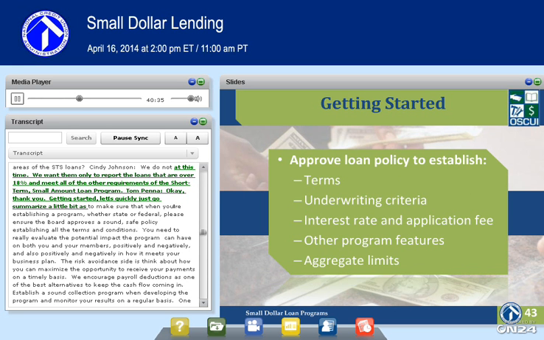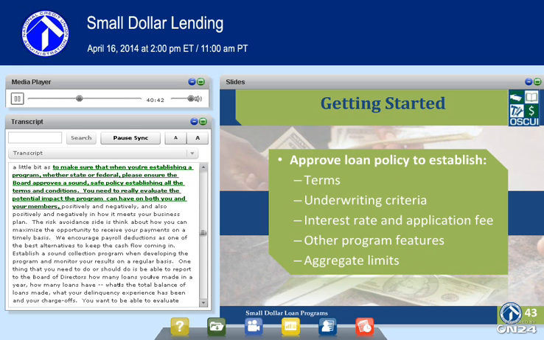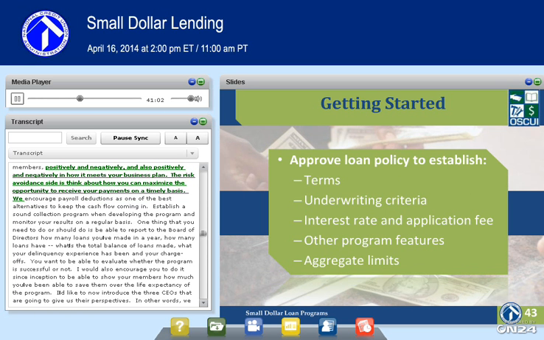Okay, let's quickly summarize. When you're establishing and implementing a program, whether state or federal, please ensure the board approves a sound, safe policy establishing all the terms and conditions. You need to really evaluate the potential impact that it can have on both you and your members, positively and negatively, and also positively and negatively in how it meets your business plan.